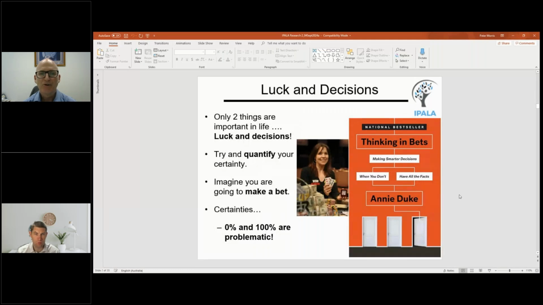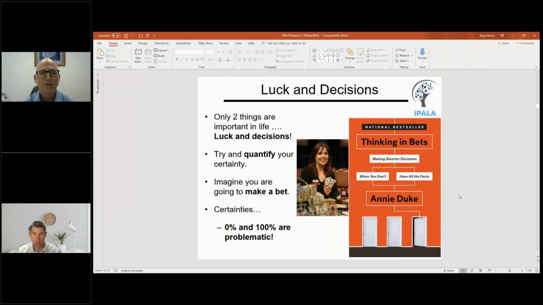Another person who has written a lot about decision making and certainty is Annie Duke, who was an academic, and then she became unwell, and to earn a living when she was sick, she became a poker player and very successful. And then she gave up poker about 10 years ago, and she's now an academic again.